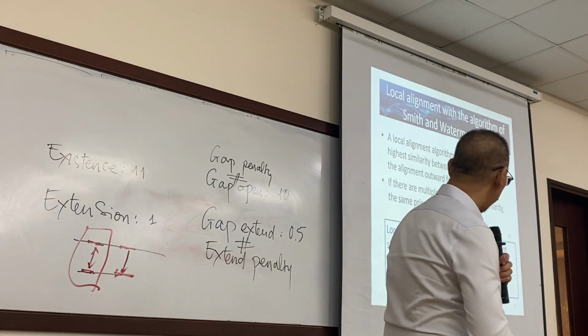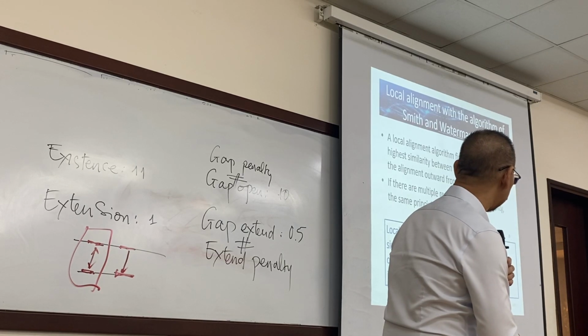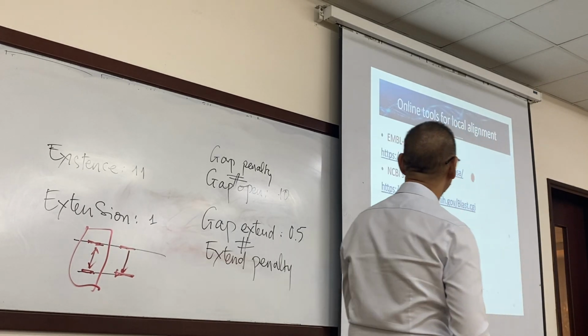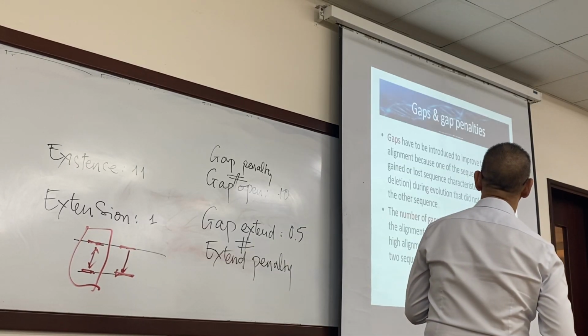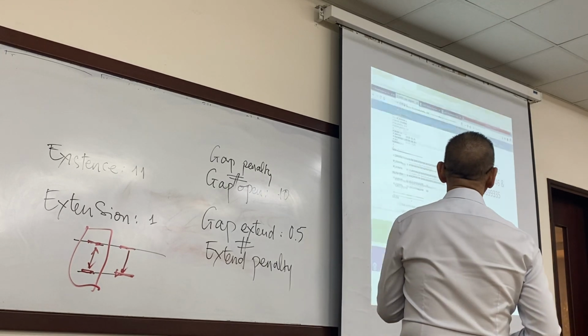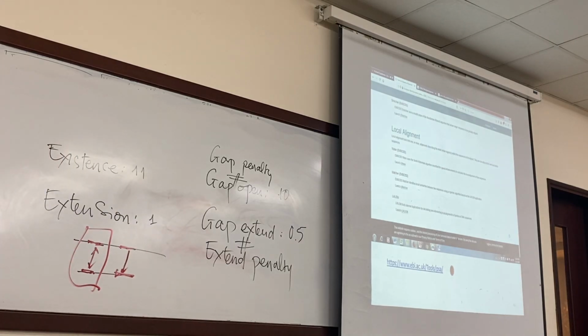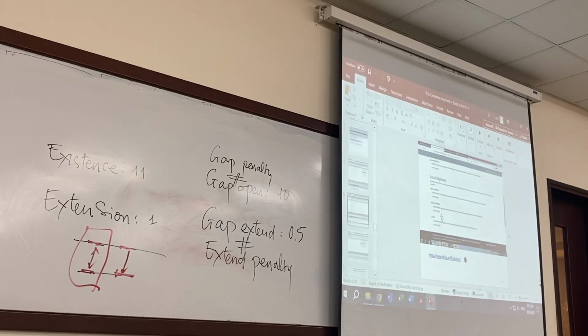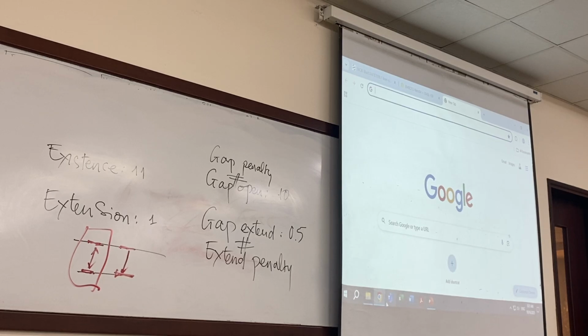And why do we do that? Because we want to find out small regions of similarity, for example, the domain and motif. We already ran the EMBOSS global alignment. Now we come back to the local alignment. The result of the global alignment, you keep it, and now you run local alignment.